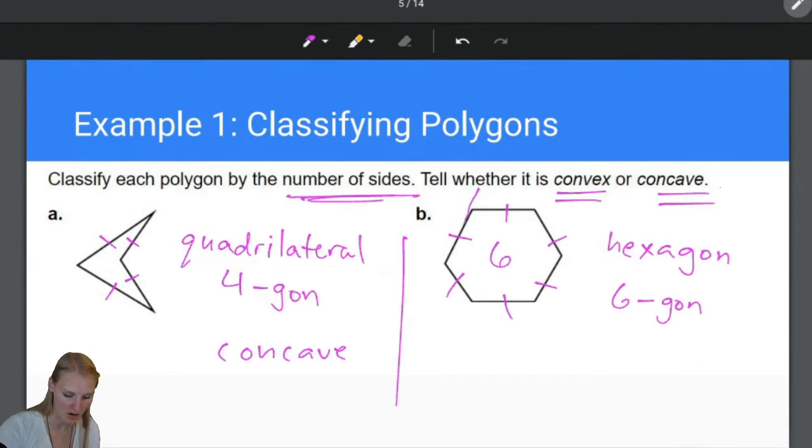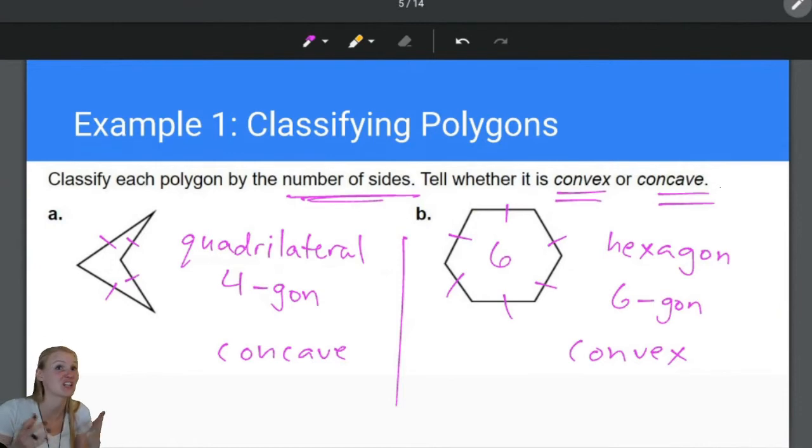And if I draw a line through each side, those lines will never cut into the middle of the shape. So this is convex. If it has dents, if it has a cave, it's concave. If it doesn't have any caves, it is not concave, it is convex. So there you go. We found the number of sides, and we said if it was convex or concave.